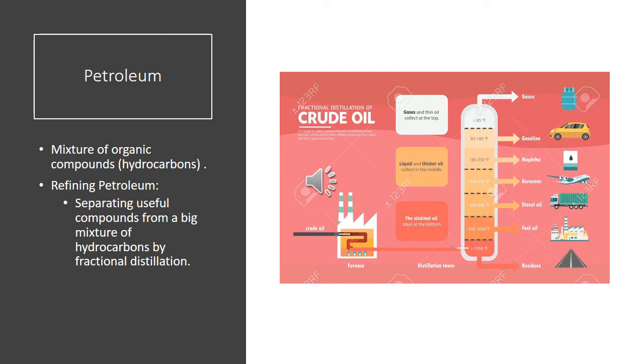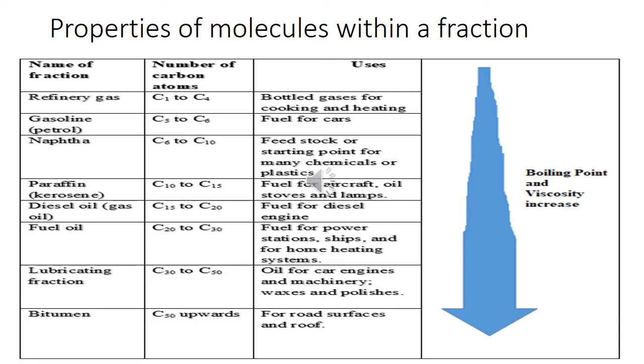Thus, different fractions are collected. Now, let us see the properties of molecules within a fraction. First is the refinery gas. Because the number of carbon atoms is very small, that is from C1 to C4, the uses are bottled gases for cooking and heating.